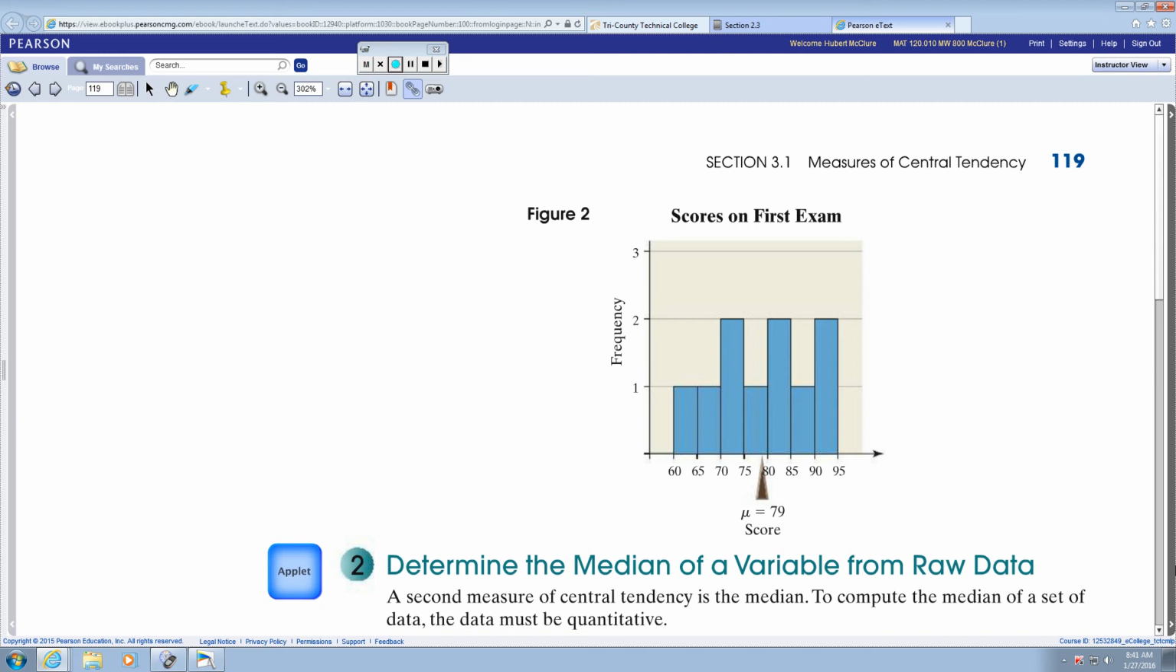Now, what if you have an even number of numbers? You take the middle two and take the what? Average. Write that down. If you have an even number, if n is even, you take the middle two numbers and average them. What if it's odd? The middle number. Okay?